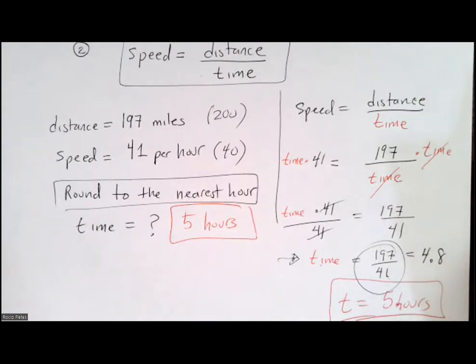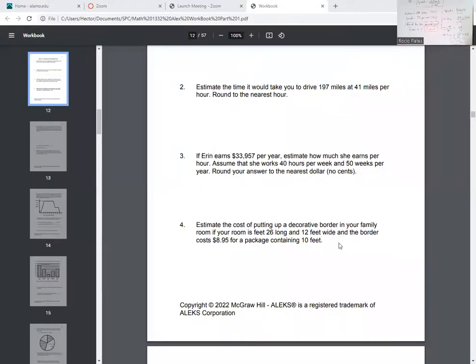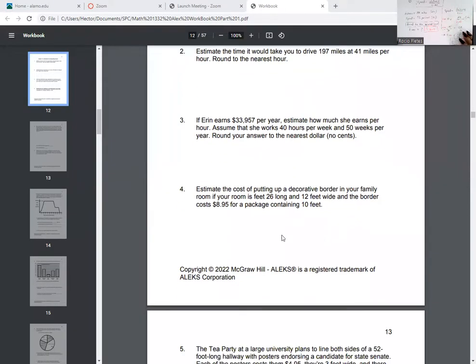Go back here to the questions. And let's look at number 3 here. I'm going to do number 3 also. Number 3 says, if Aaron earns 33,957 per year, so you can probably round to 34,000, right? So let's go ahead and round. So let's say that Aaron is making 34,000 per year. Estimate how much she earns per hour. So let me write down what we're looking for. How much does she earn per hour?